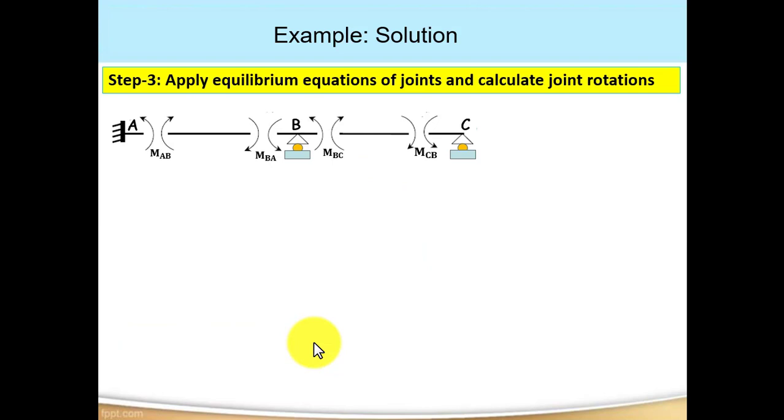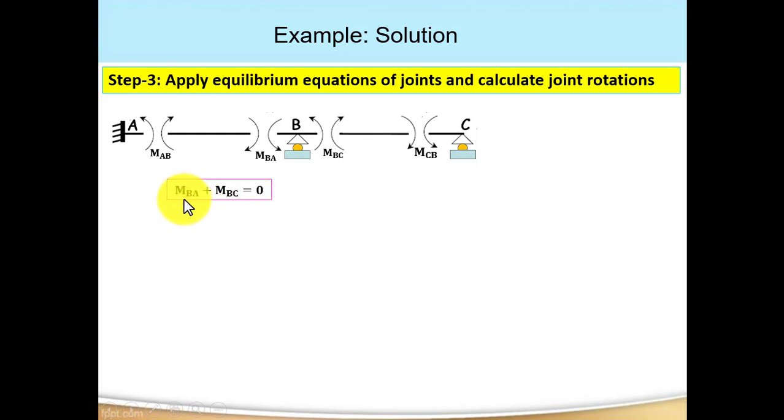Step 3: apply the equilibrium equations of the joints and calculate the joint rotations. Now this is the free body diagram of the joints. For joint B, there are two moments acting at B, M_BA and M_BC. Therefore, their summation must be 0 for joint B to be in equilibrium. Next, we have a roller support at C, therefore M_CB must be 0. This is the first equilibrium equation: M_BA plus M_BC equals 0.